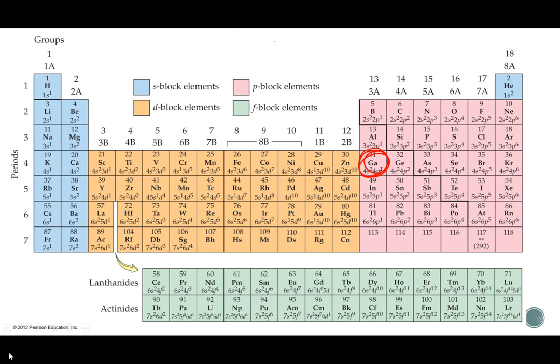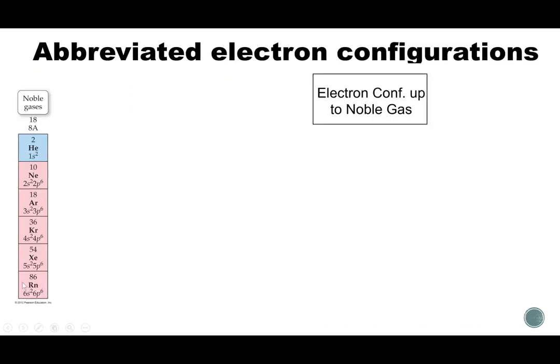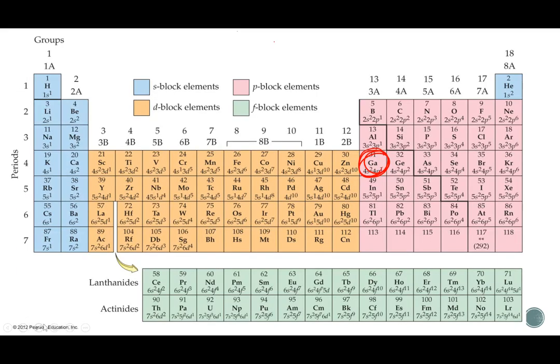All right, so let's read our storybook here. Pointer. All right. So you should have written down 1s2, 2s2, 2p6, 3s2, 3p6, 4s2. And now is where it gets tricky.